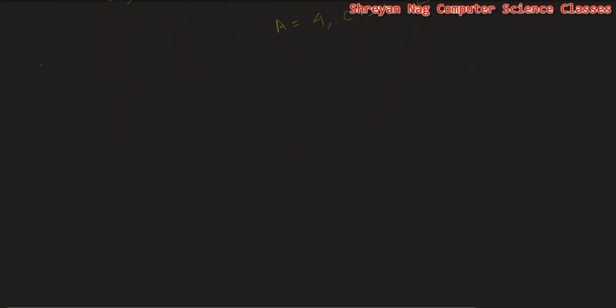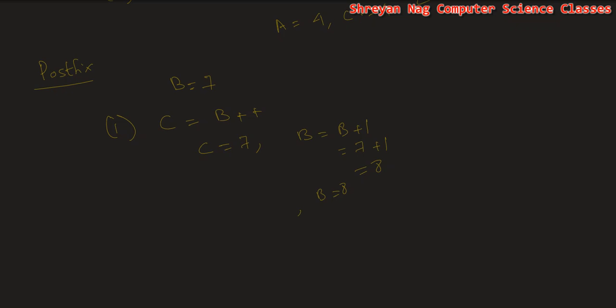Now in postfix. Postfix means change after the action. The action means that the value stored inside the variable first gets stored inside the variable to the left of the assignment operator, and then the value gets incremented or decremented by 1. Let us look into the example. Suppose B equals 7. If you write C equals B plus plus, first the value of B will be stored inside C, and then the value of B will be incremented by 1. So C will hold a value of 7 and then B will be incremented by 1, becoming 8. So B becomes 8 and C becomes 7.